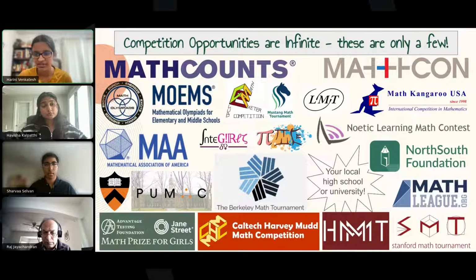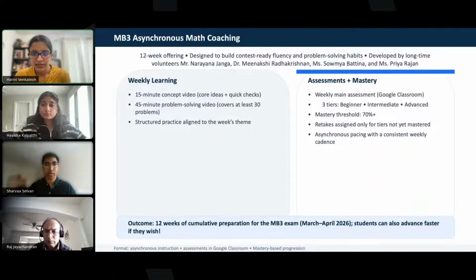I guess there's a lot on this slide. I'm not going to talk about everyone individually. You can also reach out to your local high school or university, like Harvard, Stanford, Caltech. All of these run math competitions, but so do Berkeley, Rice University in Texas, Texas A&M. Most of your local universities should run a math competition like this, so you can just reach out.